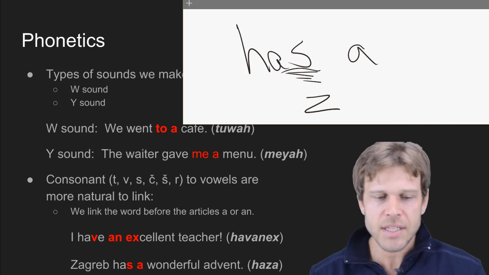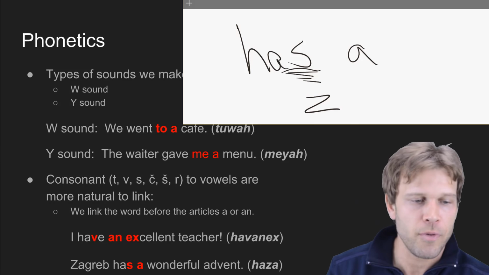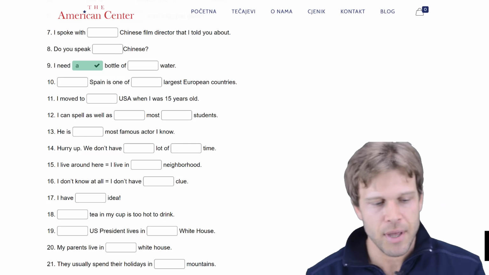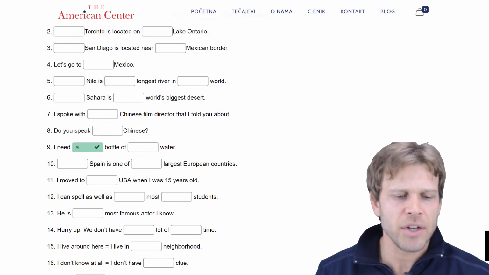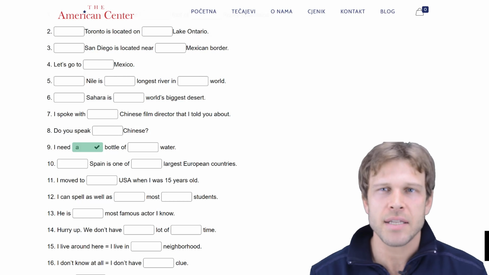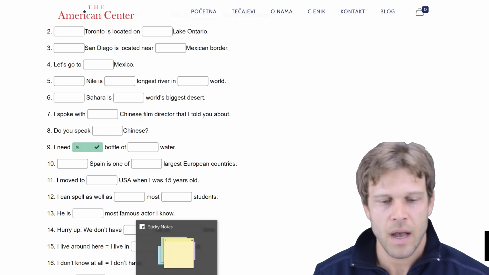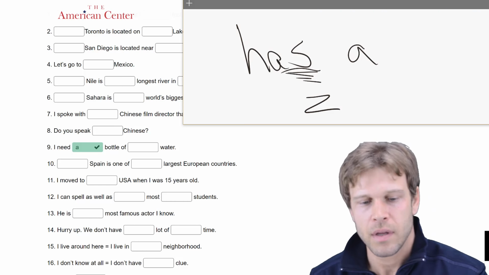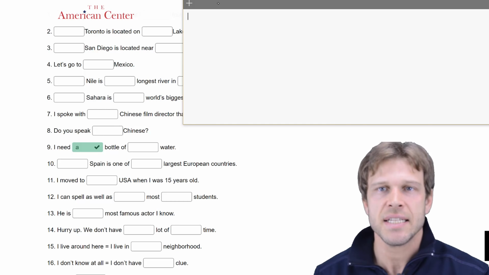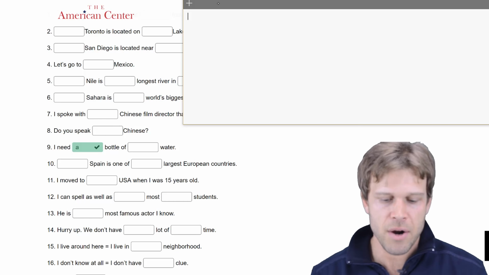So let's just move on and do some examples, okay? Maybe 3 or 4. We'll look at some examples here and look at number 9 here, okay? So, number 9, I need a bottle of water. I need a, okay? What type of connection is this? Is this a consonant to vowel or vowel to vowel? Let me hear. Consonant to vowel or vowel to vowel? Good. Consonant to vowel. Okay? Need a bottle. Okay? Very good, very good, okay?